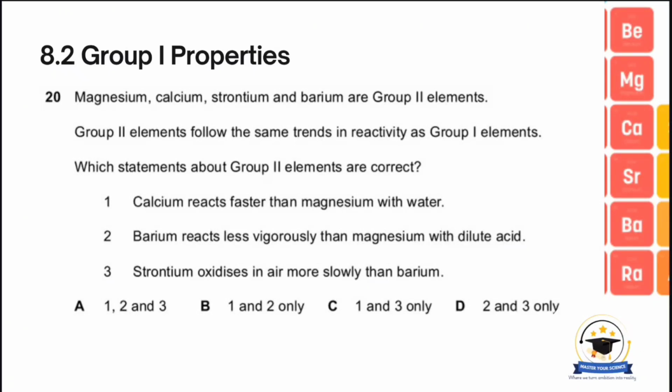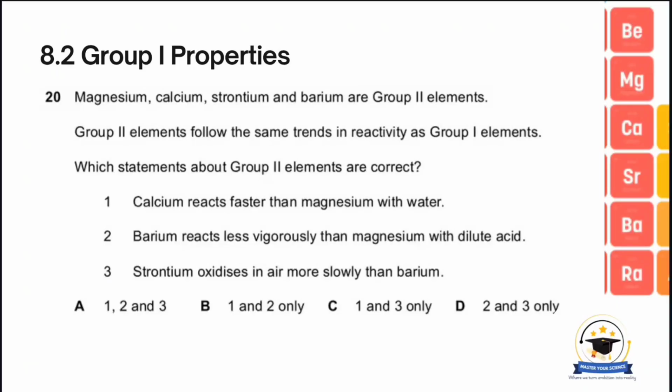And this next question says magnesium, calcium, strontium, and barium are group 2 elements. Group 2 elements follow the same trends in reactivity as group 1 elements. Which statements about group 2 elements are correct? So if you've noticed, this topic is looking at group 1 properties, but most of the questions are actually asking you about group 2, but they're telling you that they show the same trends as group 1. So if you know how group 1 trends are, you should then know how group 2 trends are. So the same trends apply to the group 2 elements here. So which statements about group 2 elements are correct?